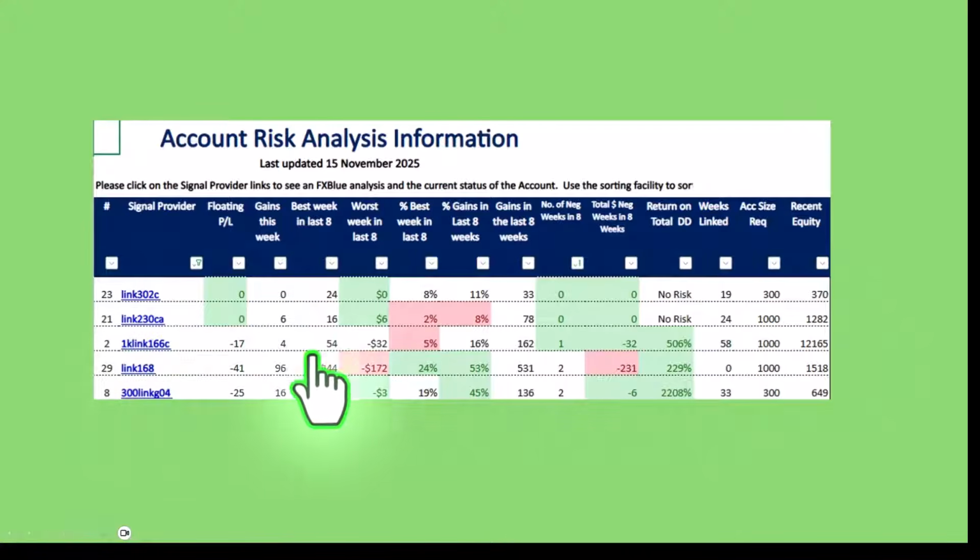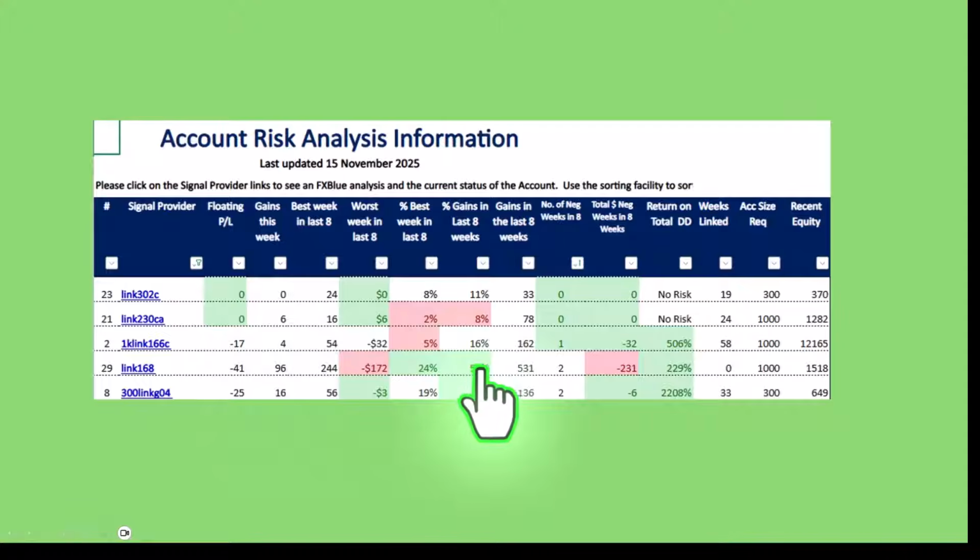Let's go have a look at this one here. All right, it's had a negative week. It's only a 3% drawdown in that particular week on a $1,000 account. That's very good. A 16% gain, so the monthly return is roughly 8%, and a fairly small current drawdown. Let's have a look at the next one.